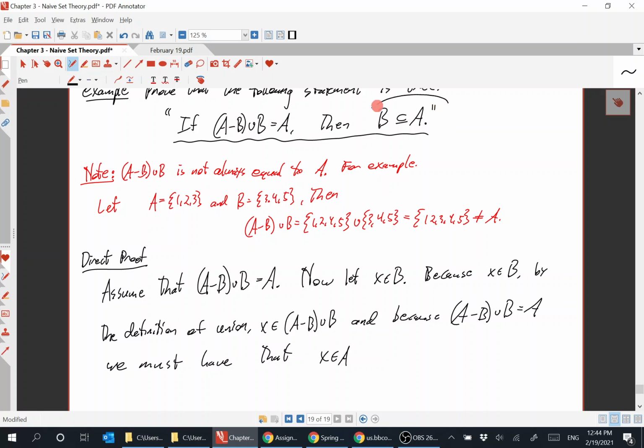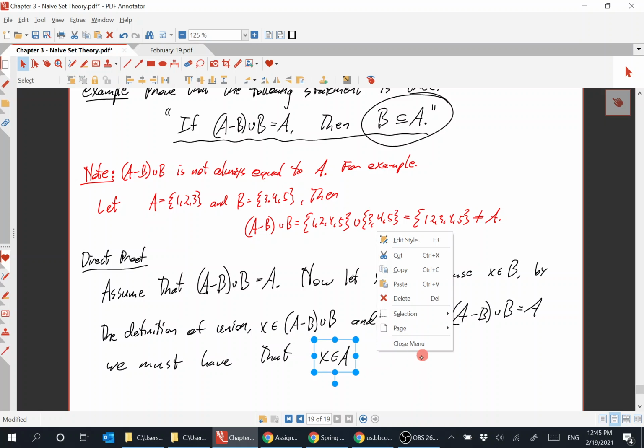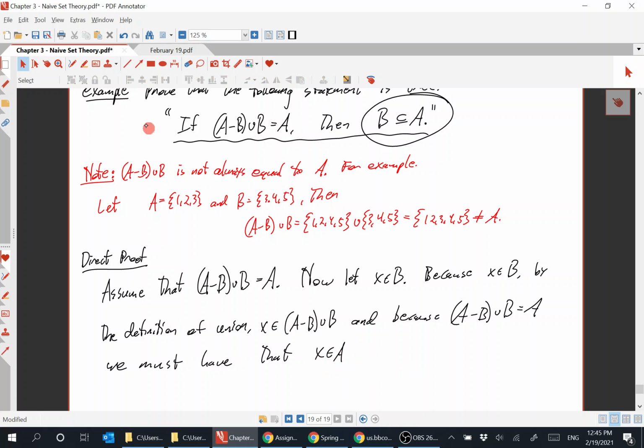We were trying to show what? B is a subset of A. So did we do it? We let X be in B, and we've concluded that X is in A. Yeah, that works. We did it. All right.